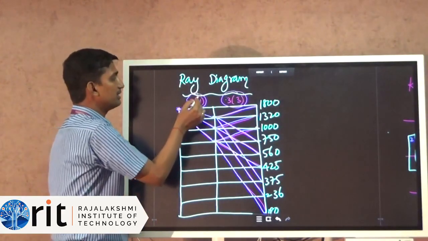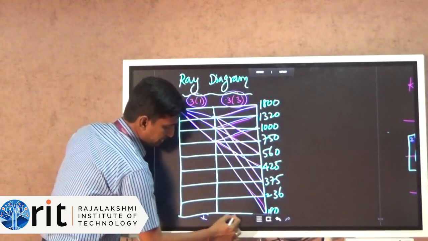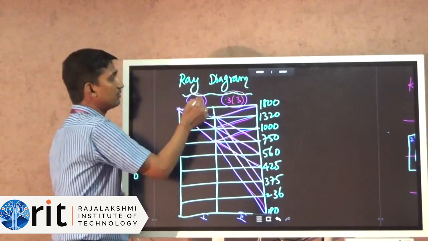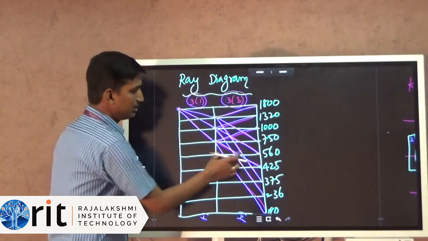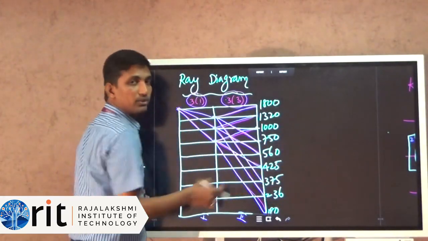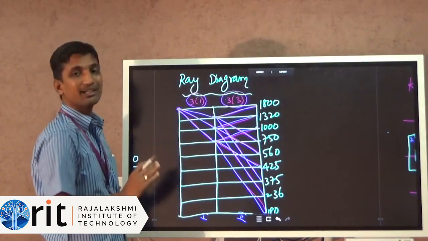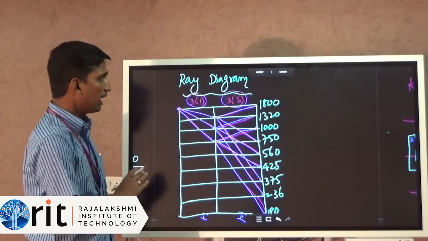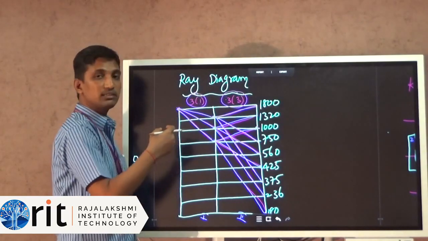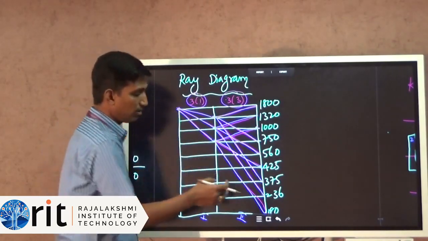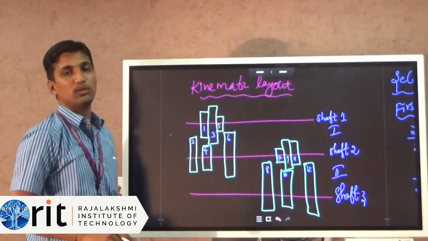Since it consists of only two stages, I have made this one as stage 1 and this one as stage 2. Instead of these two stages, if the problem is accompanied with three stages, then one more ladder has to come in this particular location. This is the complete procedure for how to make the ray diagram for the 9-speed gearbox. After completion of this, the problem is not going to end. It also continues with the next chapter, the kinematic layout.